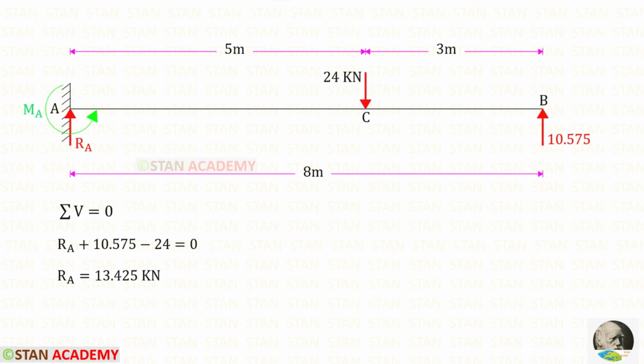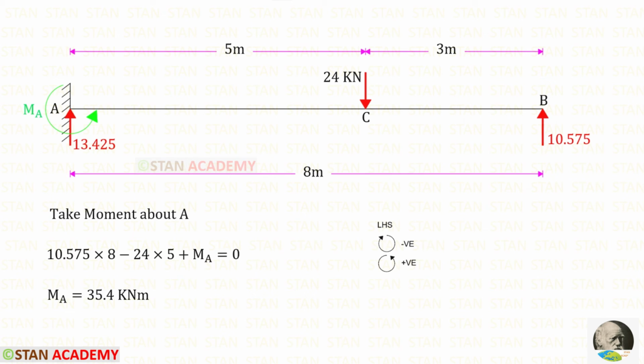Now let us apply the rule sigma V is equal to 0 and find RA. Let us take a moment about A and find MA. RB is acting in the anti-clockwise direction, so it will be positive and the distance is 8. The point load is acting in the clockwise direction, so it will be negative and the distance is 5. Let us assume that MA is acting in the anti-clockwise direction, so it will be positive. For MA, we will get a positive value. That means our assumption is correct. It is acting in the anti-clockwise direction.